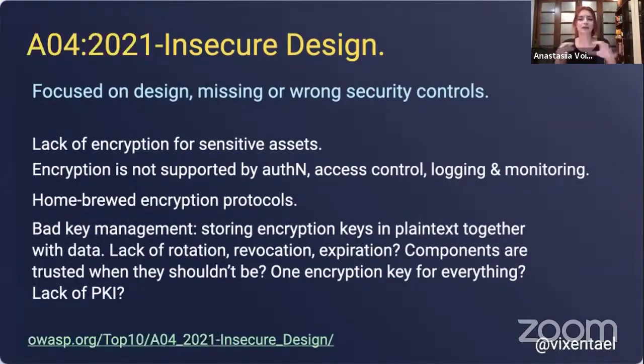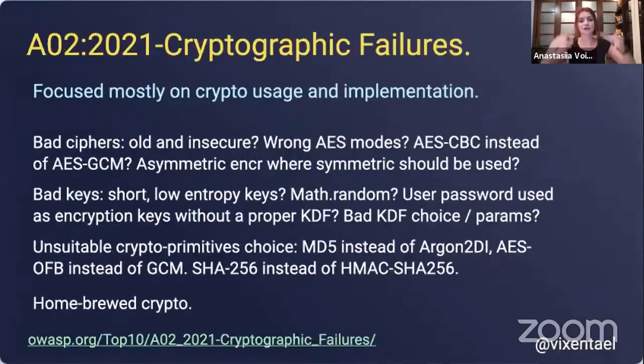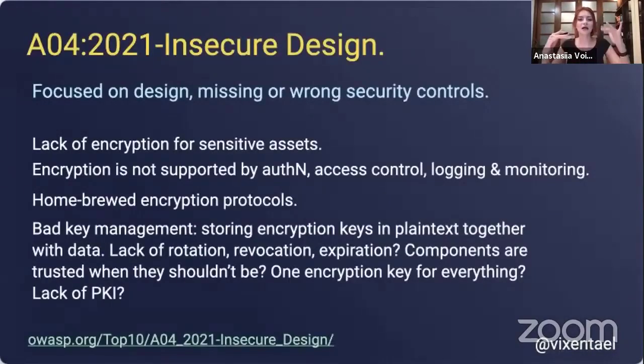Another accent in OWASP Top 10, another topic, is insecure design, which is number 4. Well, it's not new, it's a reworked category, which focuses on design and system architecture, right? So if cryptographic failures are focused on implementation, insecure design is more of a design point of view.